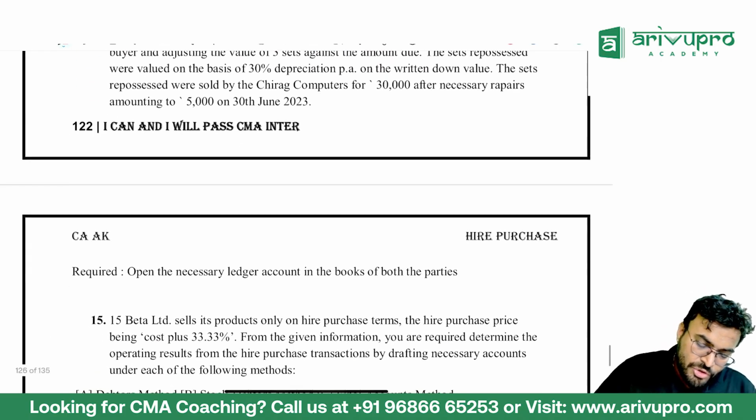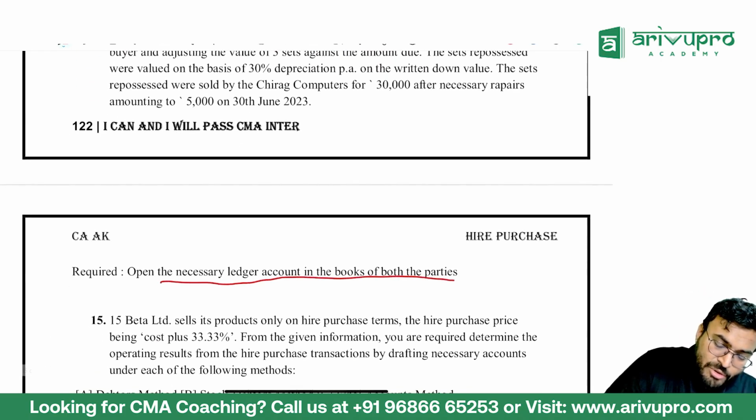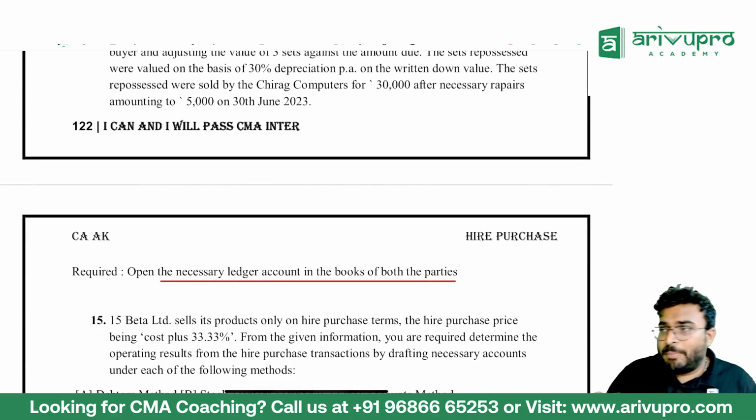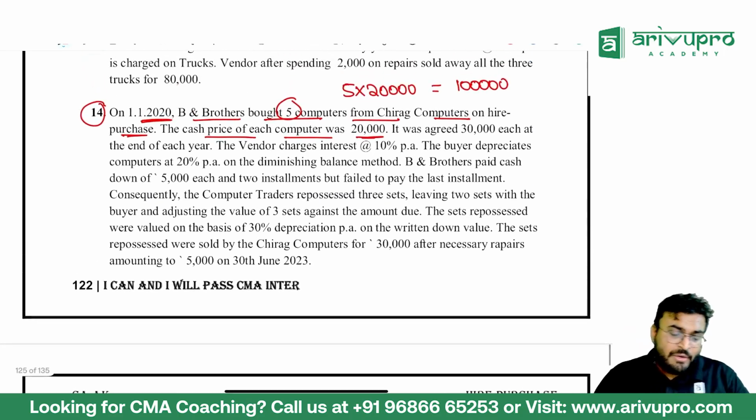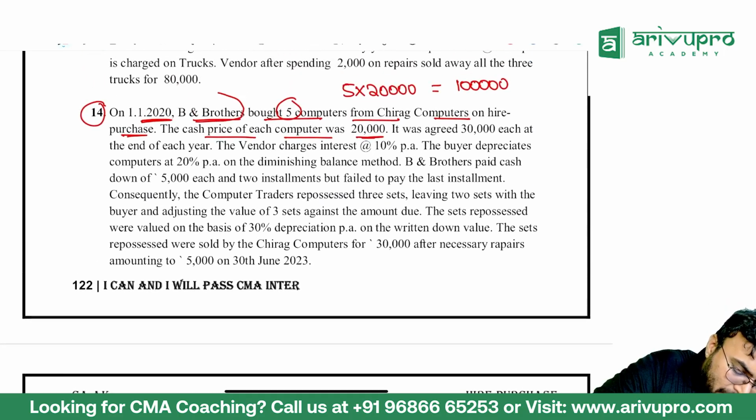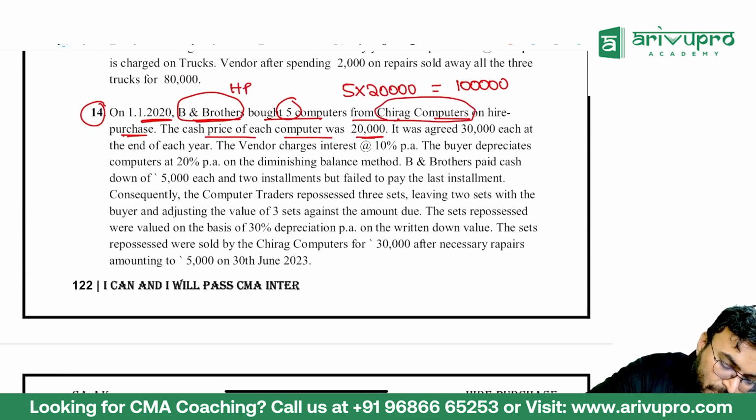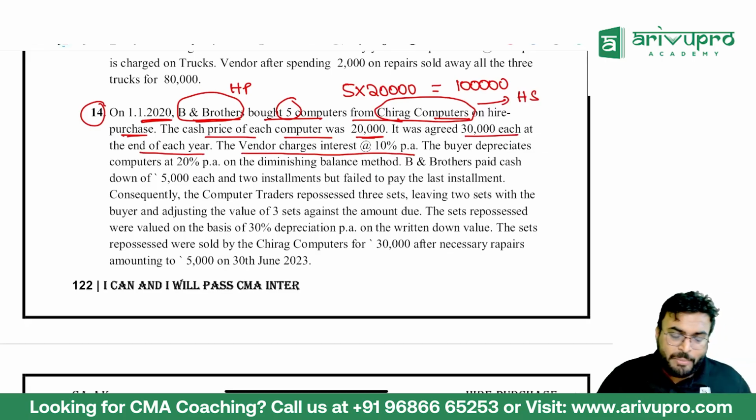If you go to the end of the question, they have said to open necessary ledger accounts in the books of both the parties. So we have to prepare both the parties. B&B Brothers is the hire purchaser, and Chirag Computers is the hire seller. The vendor charges interest at 10% per annum. It was agreed that 30,000 each at the end of each year you're going to pay.